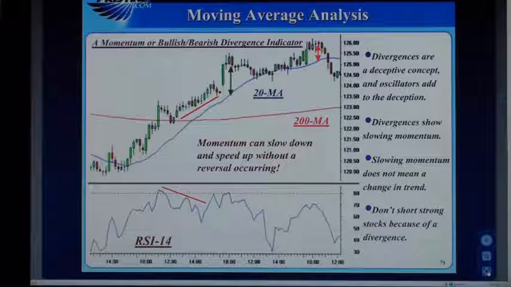This concept of divergences is a deceptive one, and oscillators add to that deception. Divergences are showing you slowing momentum, but slowing momentum does not mean that the trend is going to change. Realize momentum slows down and it speeds up within a trend. We're looking at indicators like we have here on the bottom of our slide, this 14-period RSI. Note the red line indicating the downward sloping peaks while prices are moving higher. So while the momentum was slowing down, that did not mean that the trend was going to change.